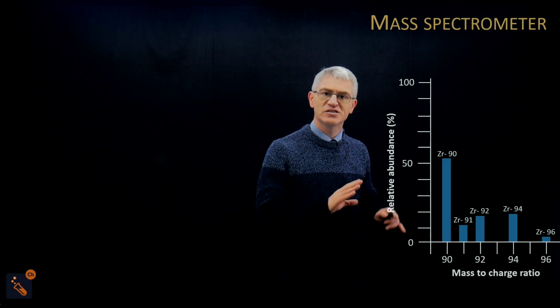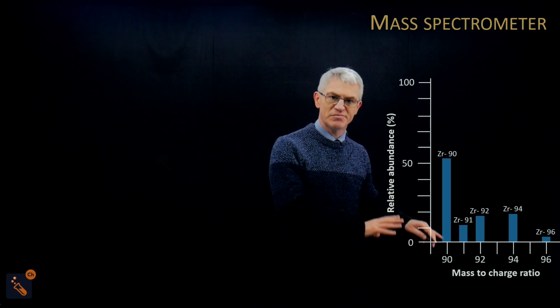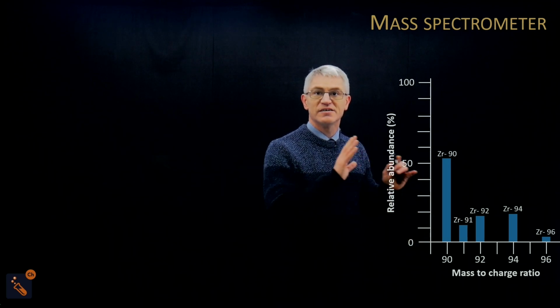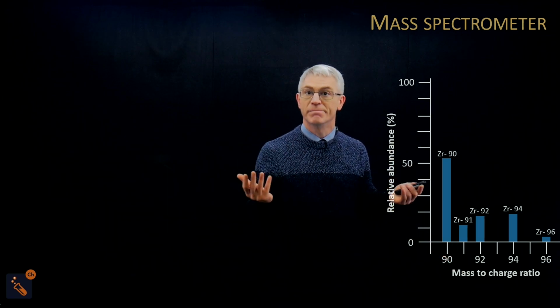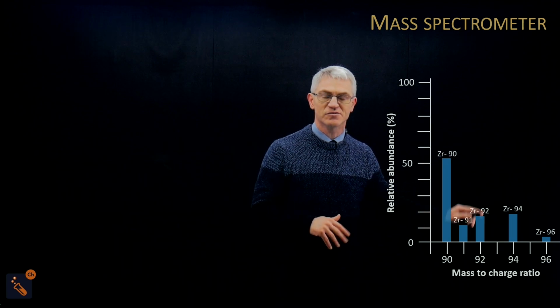Now the mass to charge ratio is for a charge of 1+, which means the mass to charge ratio is literally just the same number. So basically you can count mass to charge ratio as the mass of the thing. So this is the mass of the isotope, mass of the isotope, mass of the isotope.